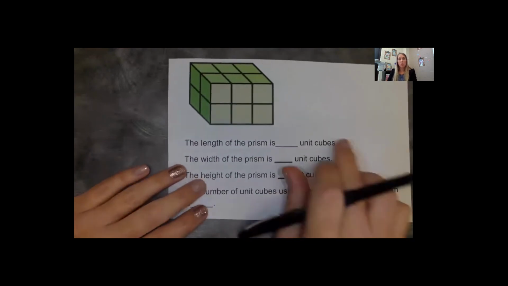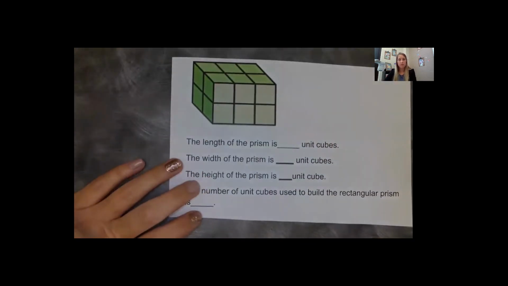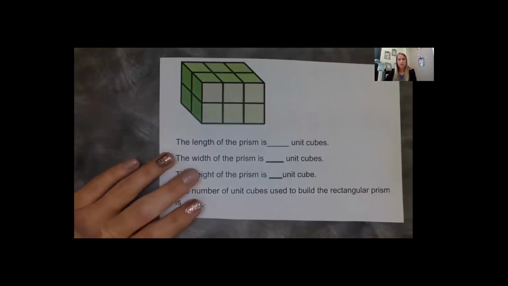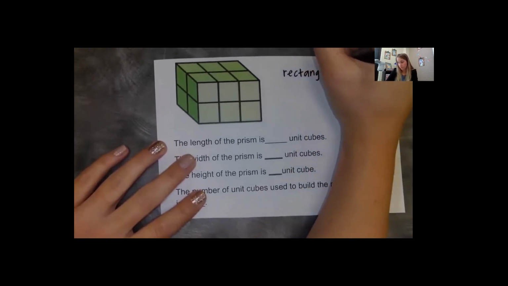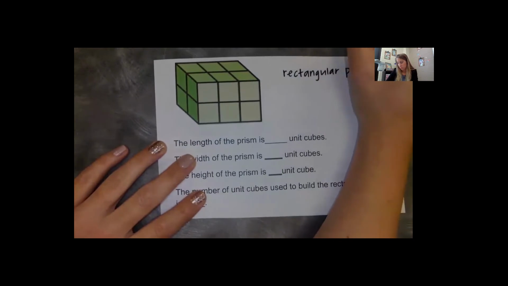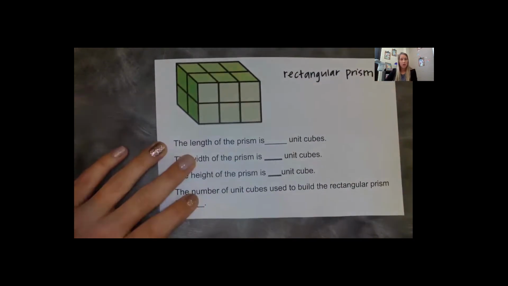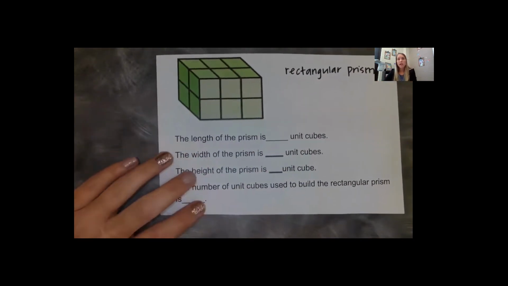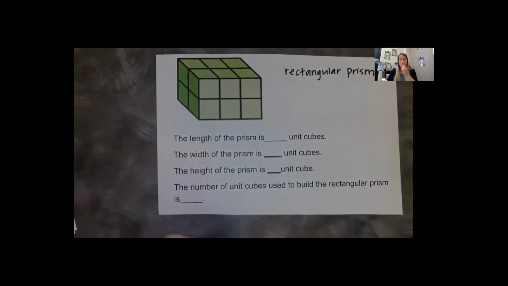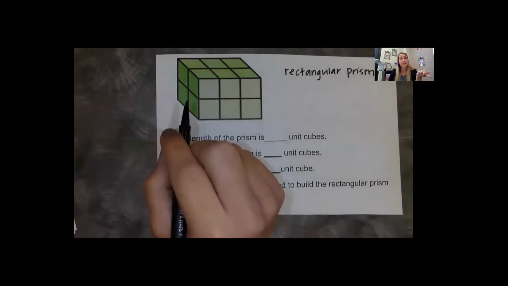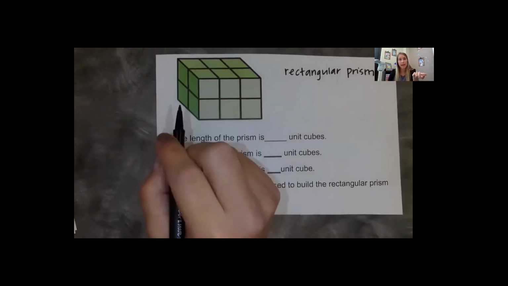Do you recall what we call this figure? That's right, it is called a rectangular prism. If I want to recreate this rectangular prism, I would need to know how many unit cubes it is made up of. Let's start by counting the cubes.